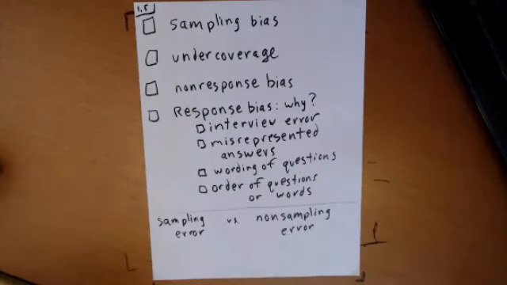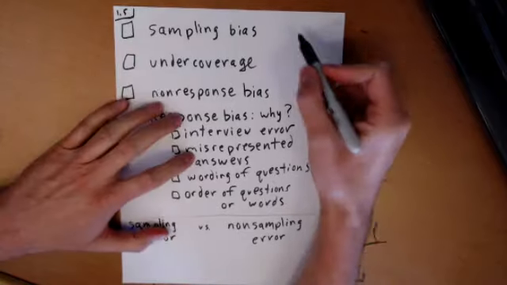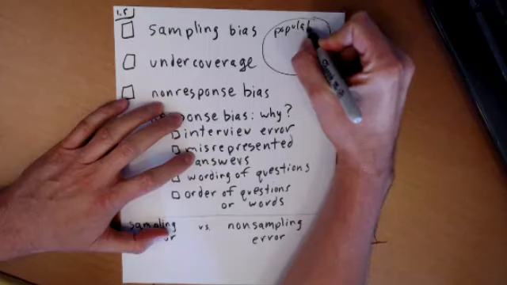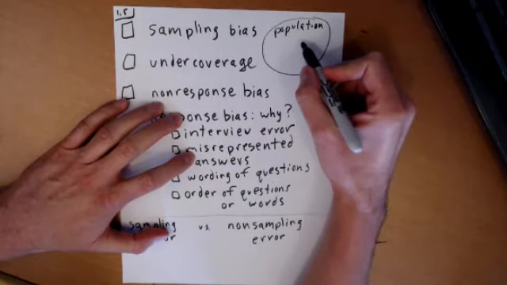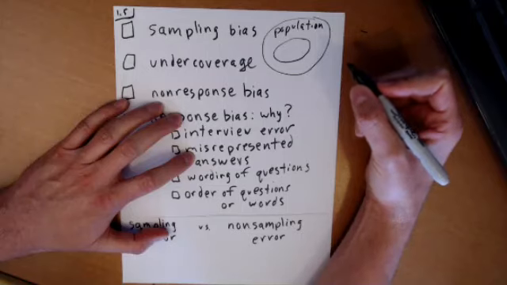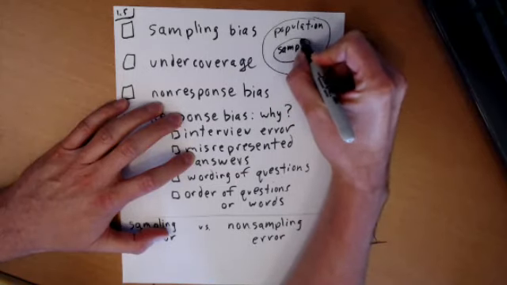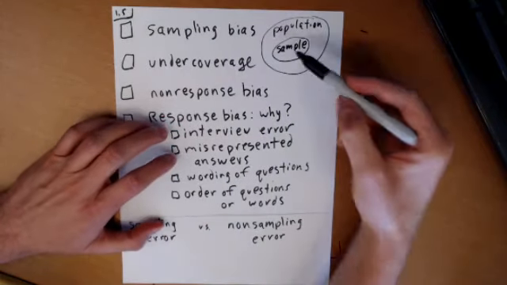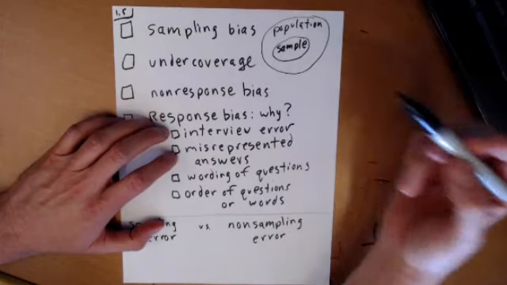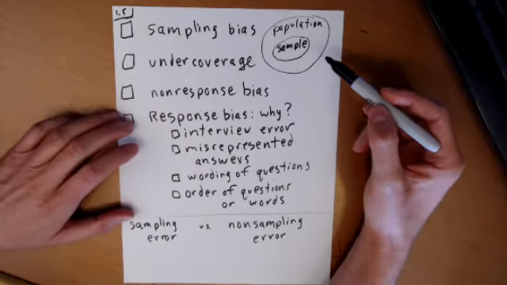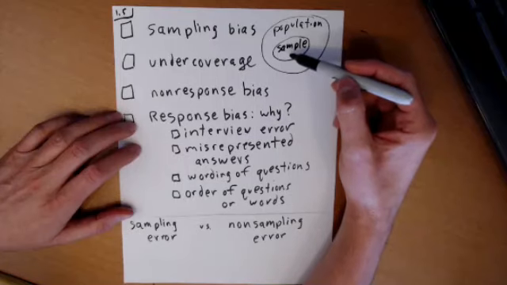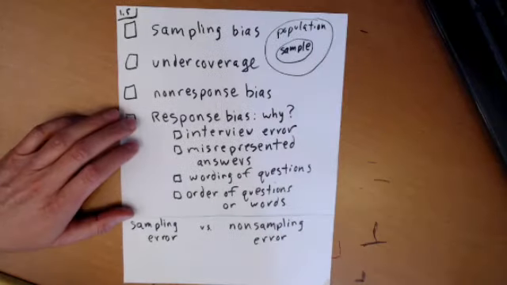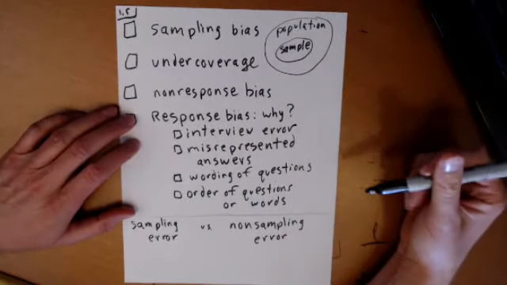Okay. So remember, we have a population of interest. I keep drawing the same picture over and over again. We have a population of interest. Can't talk to everyone. So we take a subset of that population. We take a sample, and hopefully our sample is representative of that population. But when it's not, then we call that sampling bias. So we want our sample to be representative of the population, and when it's not, we call that sampling bias. So our sample does not perfectly represent the population.